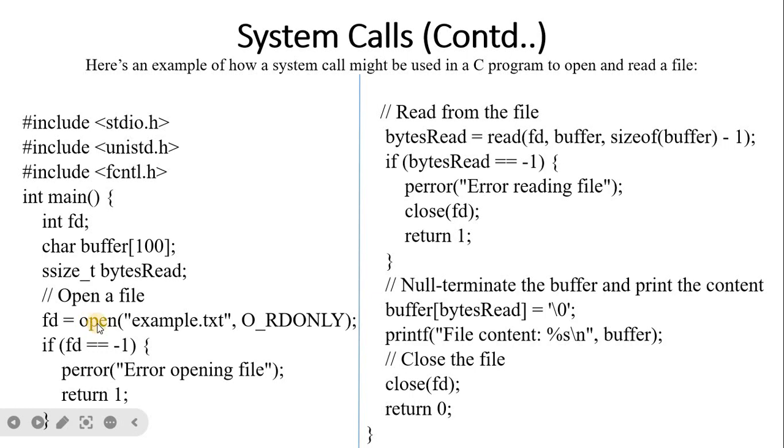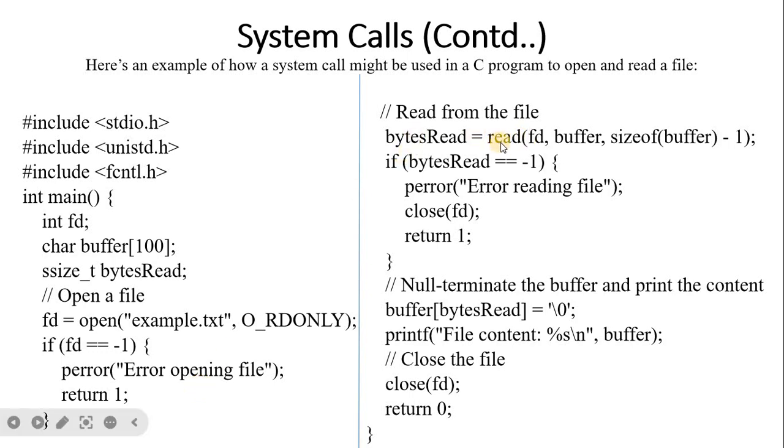open, which is a system call, and this is the example.txt file, which is a text file that is already present, and O_RDONLY. Now the permission is given for reading only. So if the file descriptor is assigned -1, then there is an error. Then we get a message saying that error in opening the file.